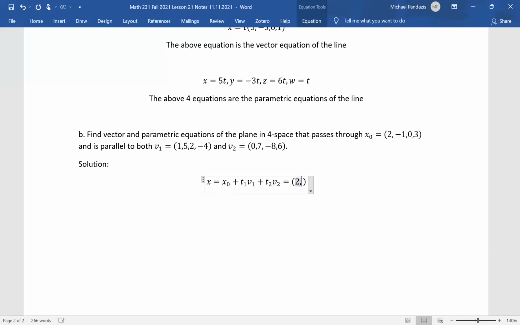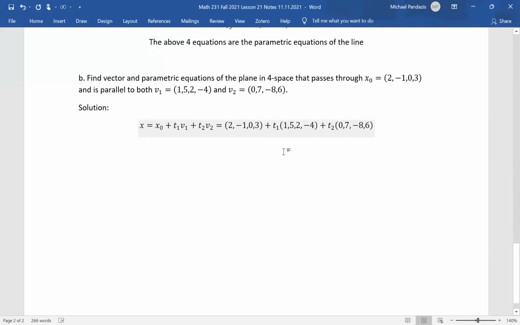Okay. 2, negative 1, 0, 3, plus t1, the first coefficient of vector v1, which is given as 1, 5, 2, negative 4, plus t2 times the second vector, which is 0, 7, negative 8, 6. So this is an expression. If you remember it, you could plug in, right? But it's hard to memorize something if you don't understand it. So it's important. It really helps to understand it, even if you're using the formula. Understanding the formula helps you remember it.